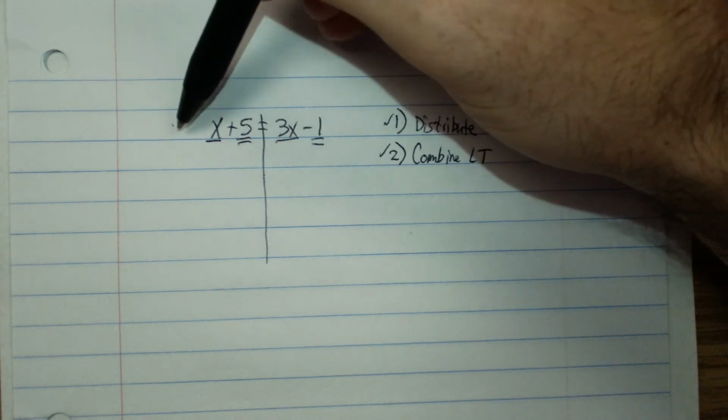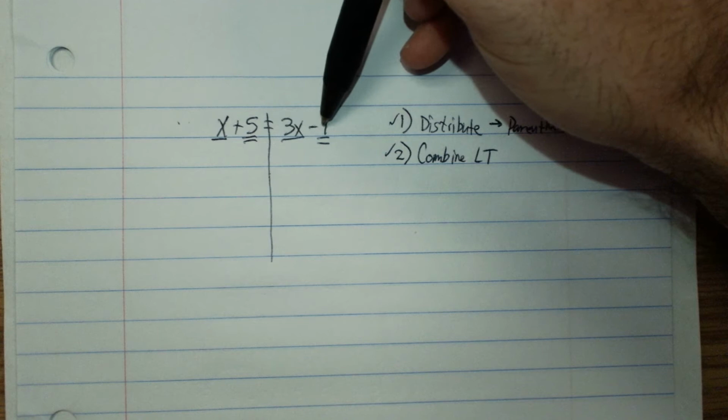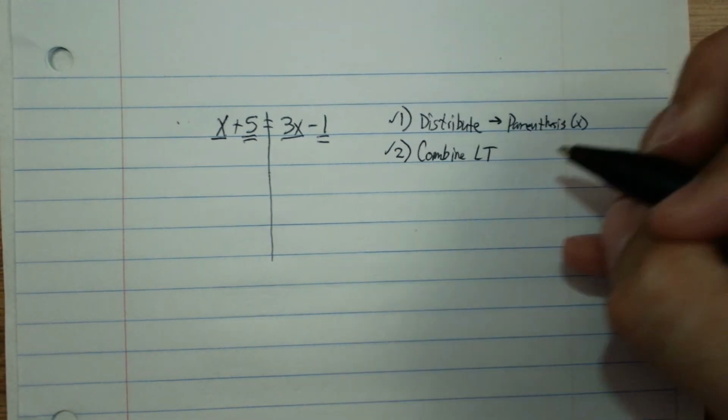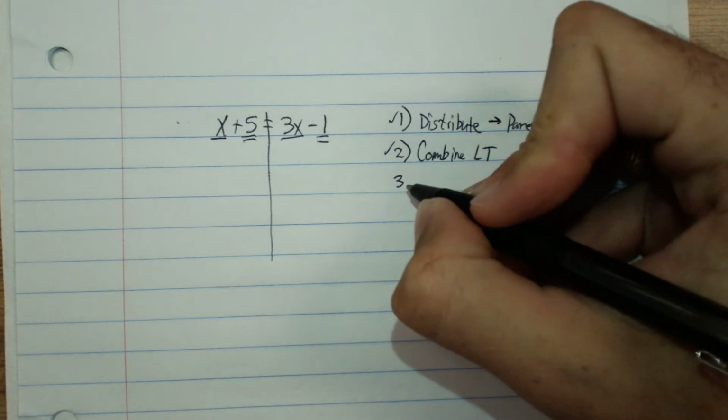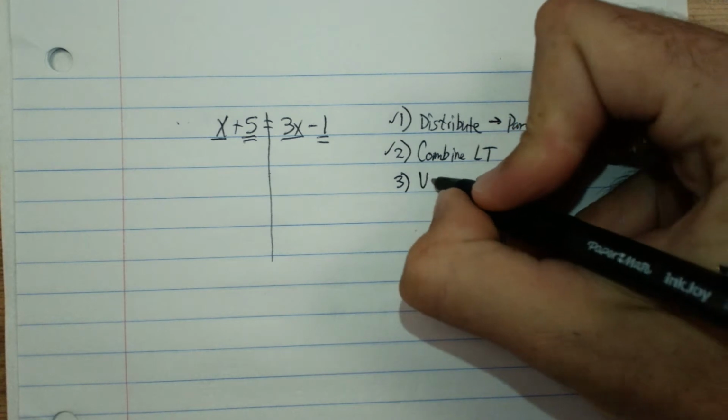That would be if you had like a 2x plus x plus 5, or a 3x minus 1 plus 2, or something like that going on. Then you would have to combine your like terms. Step 3 is to get your variables together.